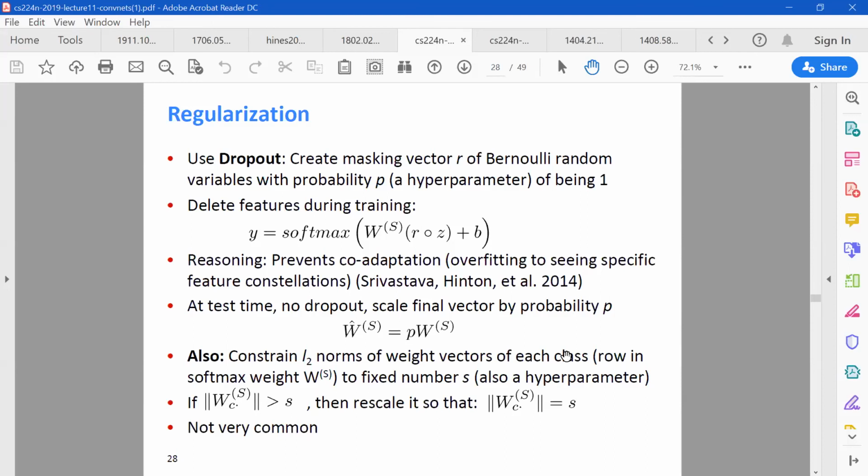So at training time, you're not actually scaling by P, you're dropping out P connections. As I say, if P is 0.5, half your connections have gone, so you get half as much output as you would if you had all the connections. So you multiply it by 2 to make that correction.